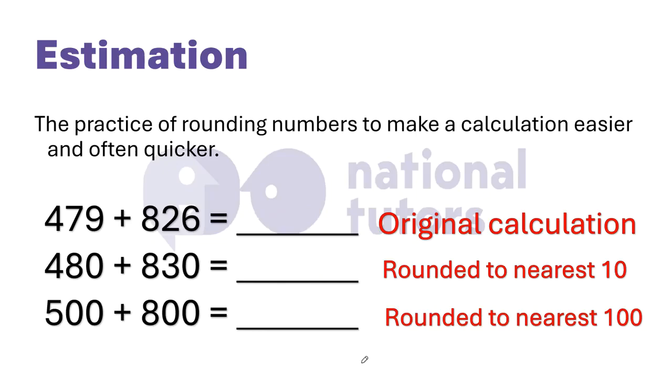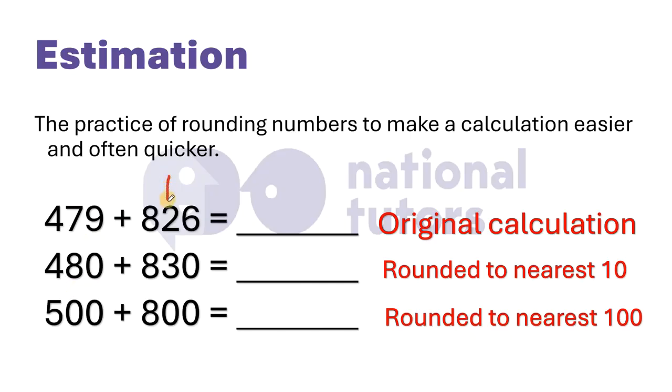So feel free to pause the video and give yourself another calculation to try with your rounding. Remember, if you're rounding to the nearest 10, you're looking at the tens column. That's going to be your affected number. Your 9 is your decider. 9 is higher than 5, so 79 becomes 80.